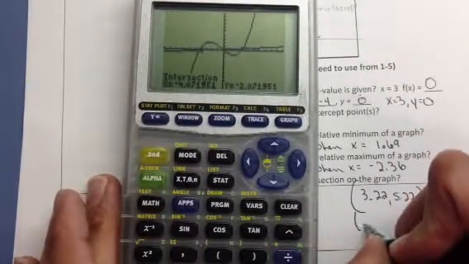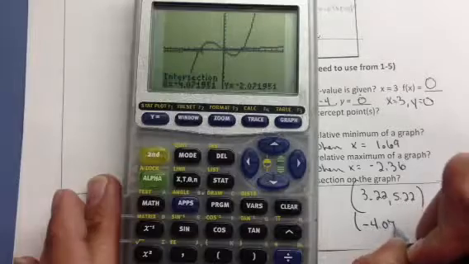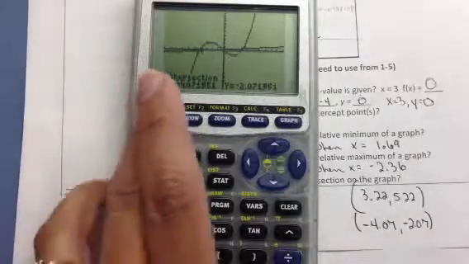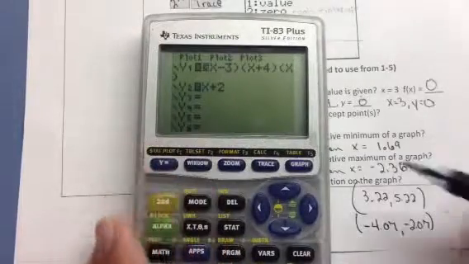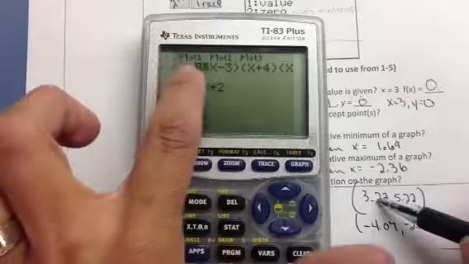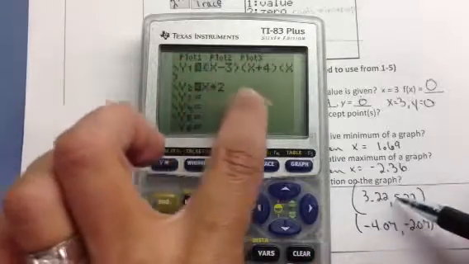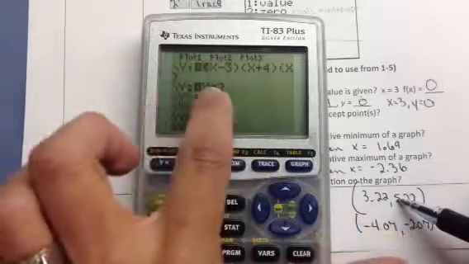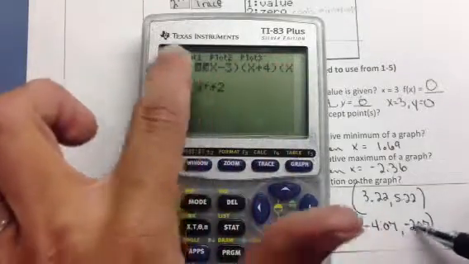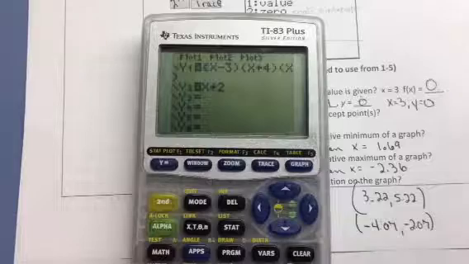So these are meeting at about negative 4.07 and negative 2.07. So what that means mathematically is if I took these x values and put them into both equations, if I put 3.2 in for x on both of these, I'd get 5.22 out for y. Or if I put negative 4.07 in for x on both of these, I'd get negative 2.07 out for y. Okay? So we're just seeing what x and y coordinates these two have in common.